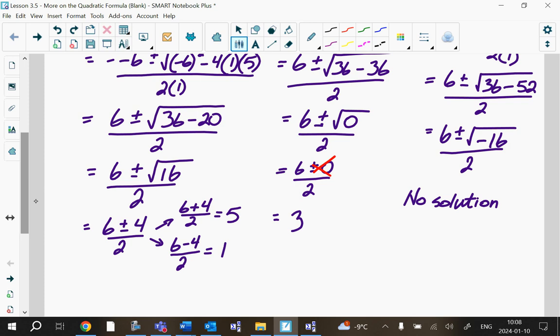So all you actually have to do, if you're asked just how many solutions there are, is do the quadratic formula, but only the part under the square root. If it's a positive number, that means there's two solutions. If it's exactly zero, that means there's one solution. If it's negative, that means there can't be any solutions. So you only have to look at that section underneath the square root. Okay?